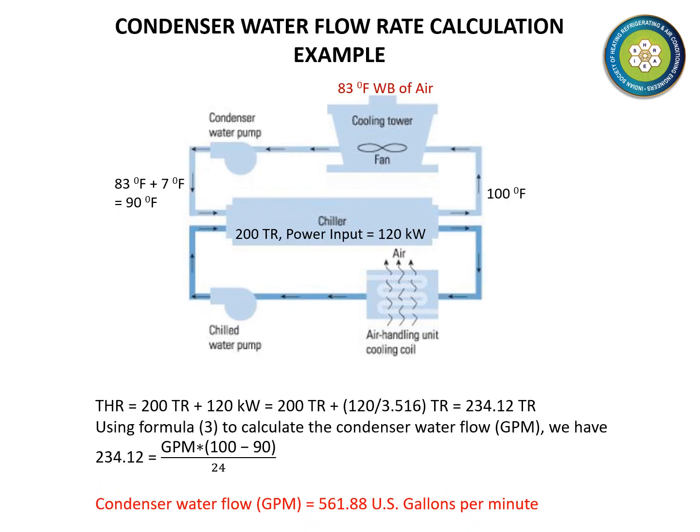For the same chiller as in the previous slide, the power input is 120 kilowatts. The condenser water exits the chiller at 100 degrees Fahrenheit, while it enters the chiller from the cooling tower at 90 degrees Fahrenheit. Using formula 3, the condenser water flow rate is 562 US gallons per minute.